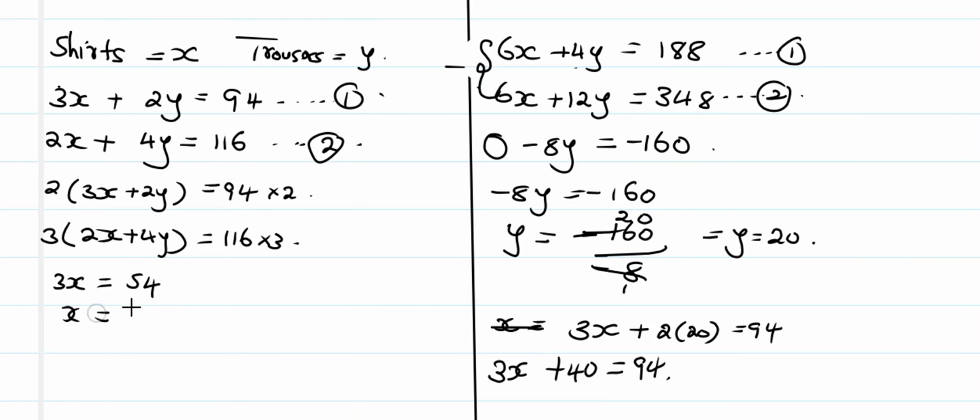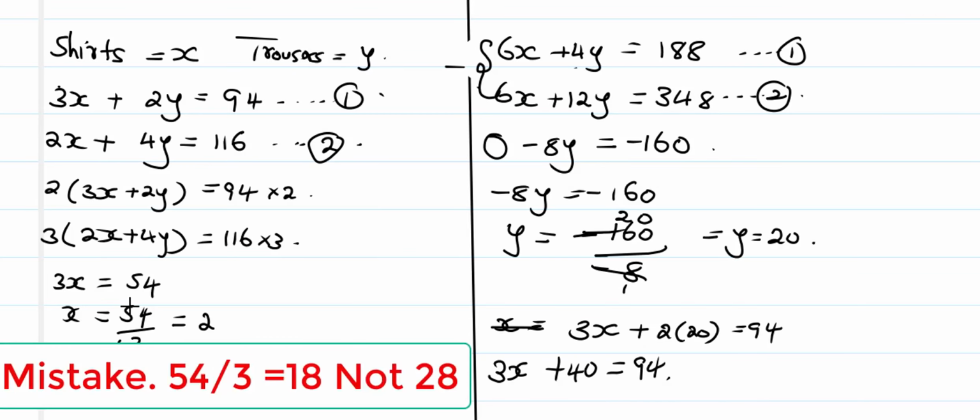Then x will be 54 divided by 3, which is 28. So now we have x as 28 and y as 20. So one trouser costs $20 and one shirt costs $18.